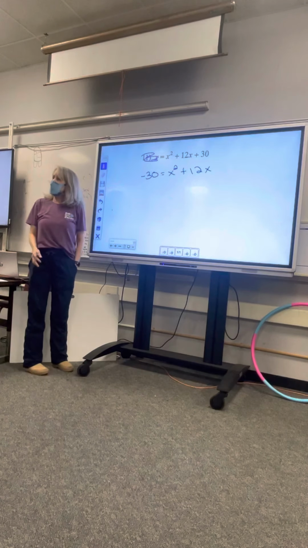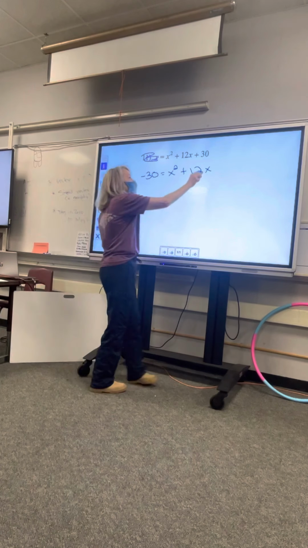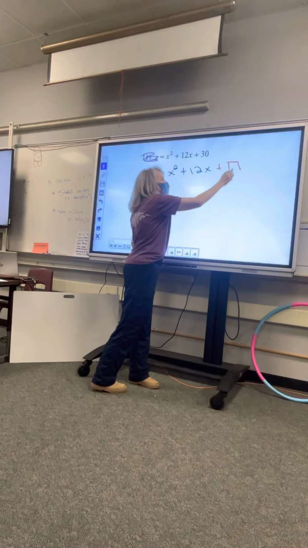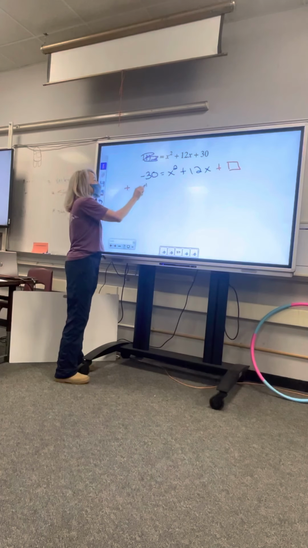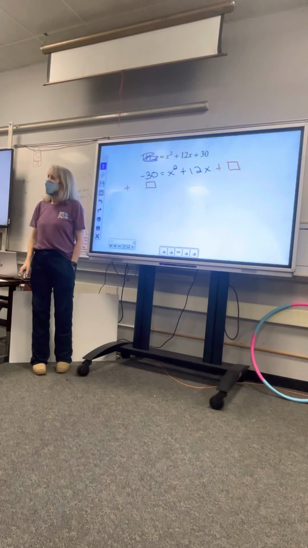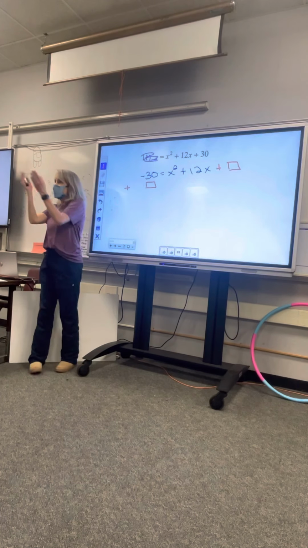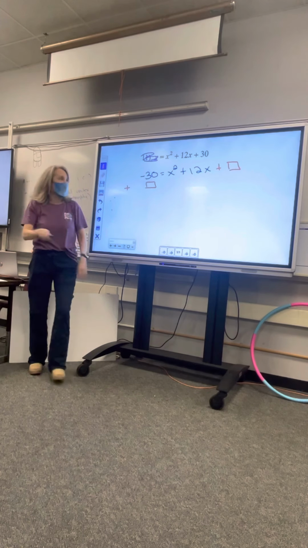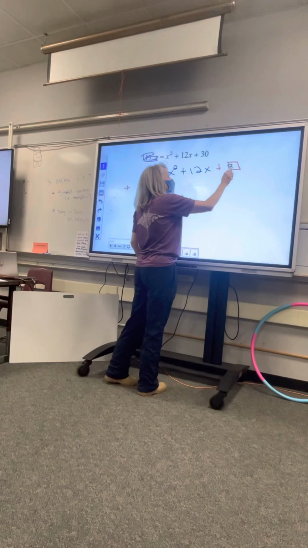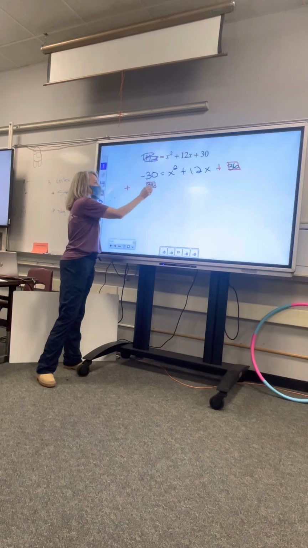Now the next thing I'm gonna do is I'm gonna add my magical boxes. I'm gonna add my squares to remind me to complete the square. It's just a really handy visual way to remember to complete the square, right? I am gonna complete the square, and I'm gonna do that by taking the 12, cutting it in half. I get 6. 6 times 6 is 36. And what I do to this guy, I do to this guy. The same box.